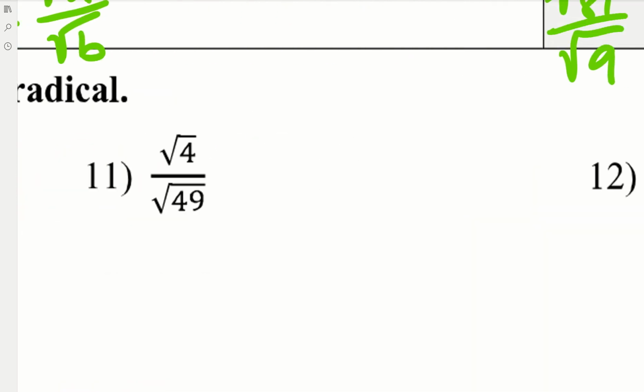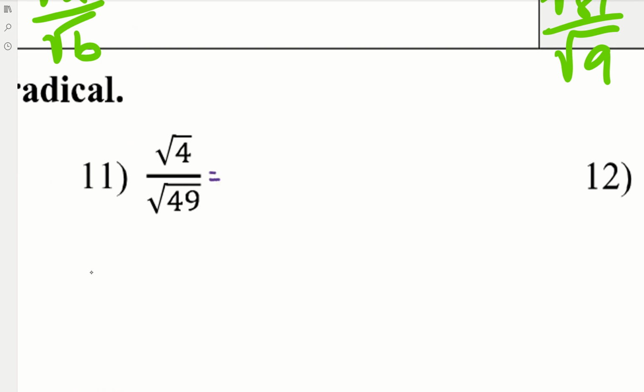So I'm going to move over here. Square root of 4 over square root of 49. Well, I know what the square root of 4 is. It's 2. And I know that the square root of 49 is just 7. That one is also done.